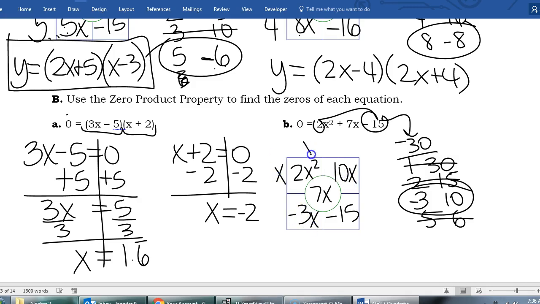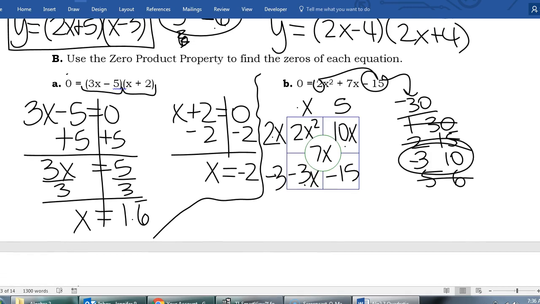I know I need x and x. The question now is, where should I put the 2? If I put the 2 here, I can't multiply by something to get an odd number. So I need the 2 here. I'm going to just add a little divider here so we don't get confused. And the 2 here times a positive 5 here would give me the 10 I need here. X times negative 3 would give me the negative 3x. So I now have 2x minus 3 in one and x plus 5 in the other.